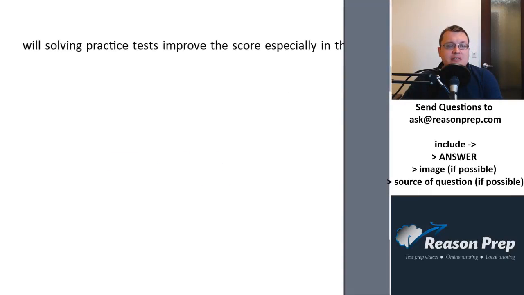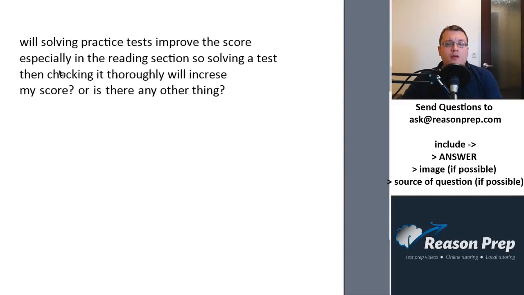Well, solving practice tests improves the score, especially in the reading section. So solving a test, then checking it thoroughly will increase my score. Or is there any other thing? So for reading in particular, that is the main activity, and really the only activity.